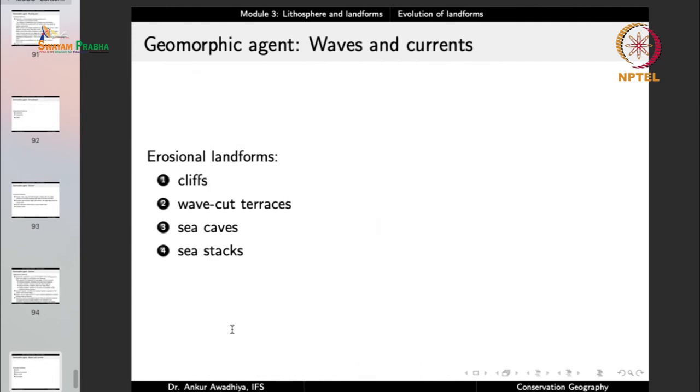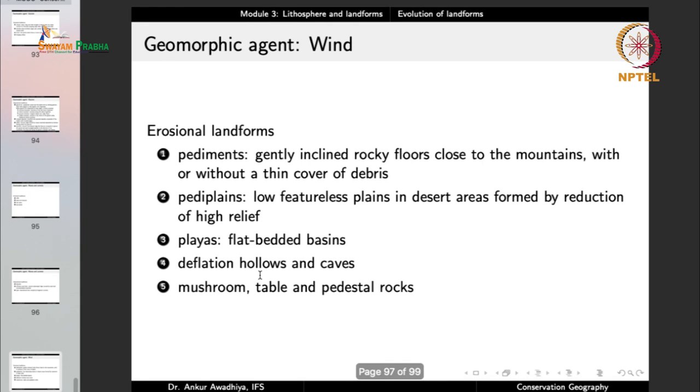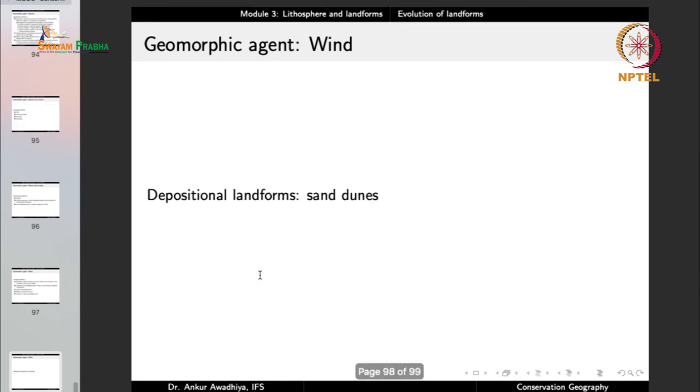Similarly, in the case of waves and currents, we have erosional landforms like cliffs, terraces, caves, and stacks. And depositional landforms like beaches, offshore sandbars, and spits. In the case of wind, we have erosional landforms like pediments, pediplains, playas, deflation hollows and caves, mushroom table and pedestal rocks. But then the same geomorphic agent wind also results in depositional landforms like sand dunes.